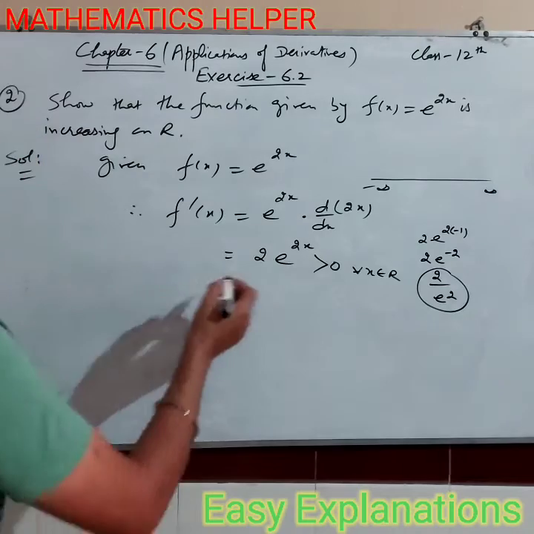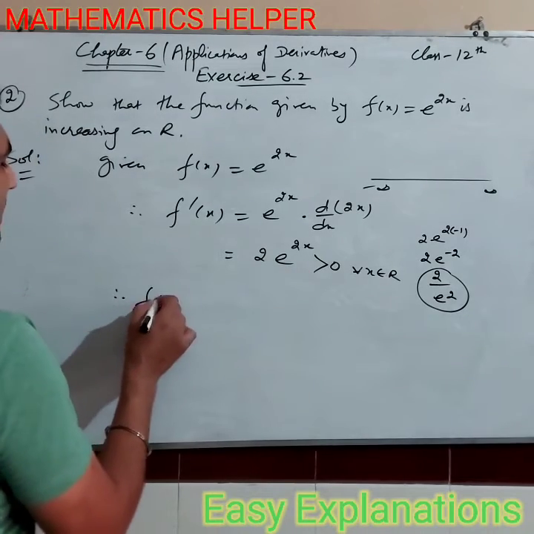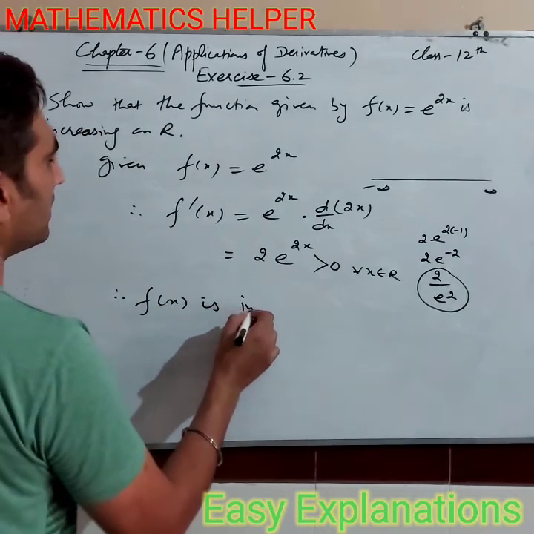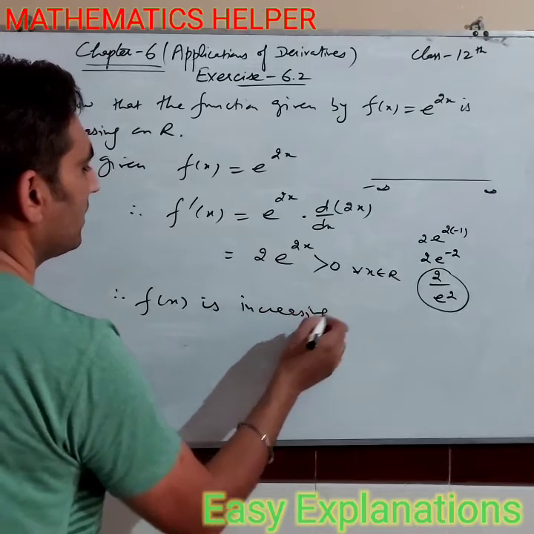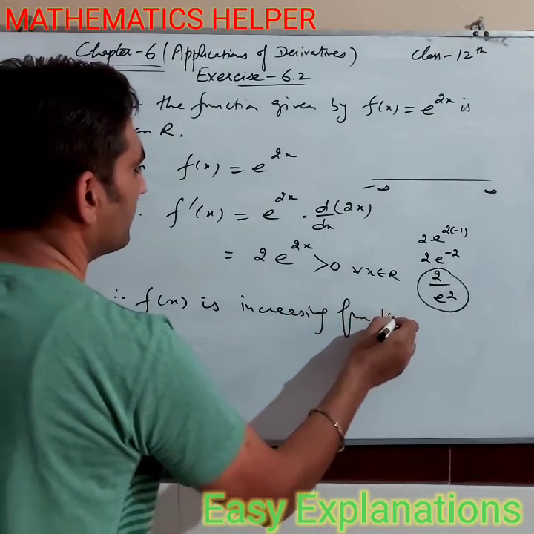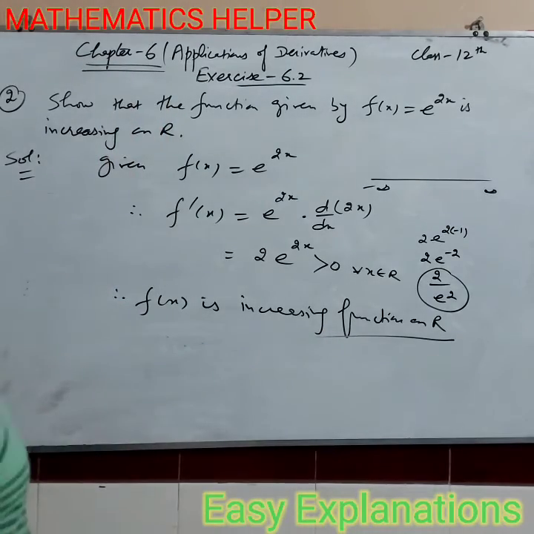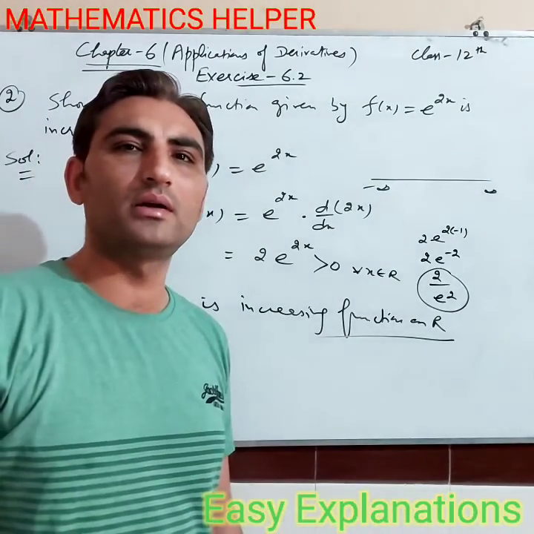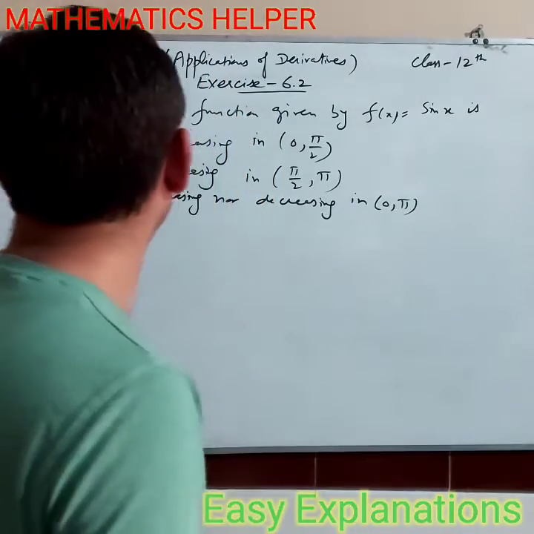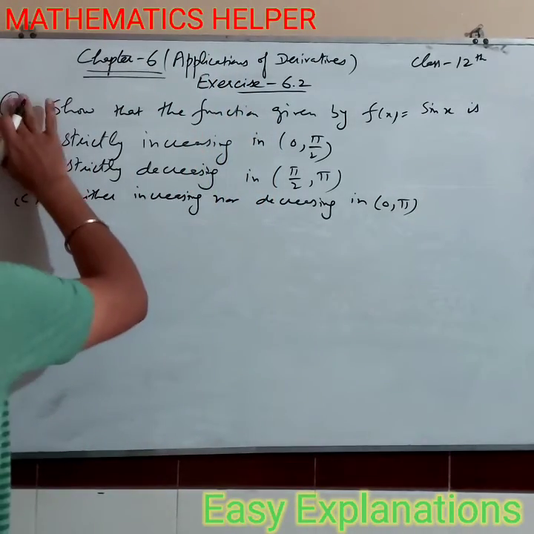And if your derivative is greater than 0, we will say therefore f(x) is an increasing function on real numbers. This was question number 2. See what is given next in question number 3. This is question number 3.